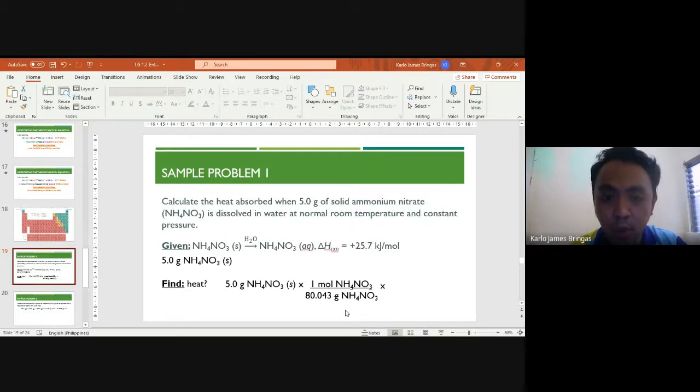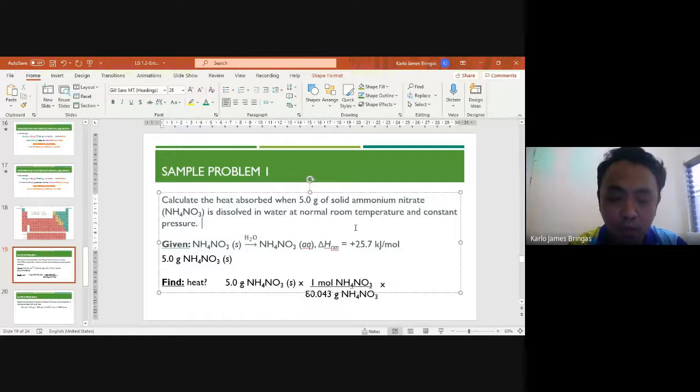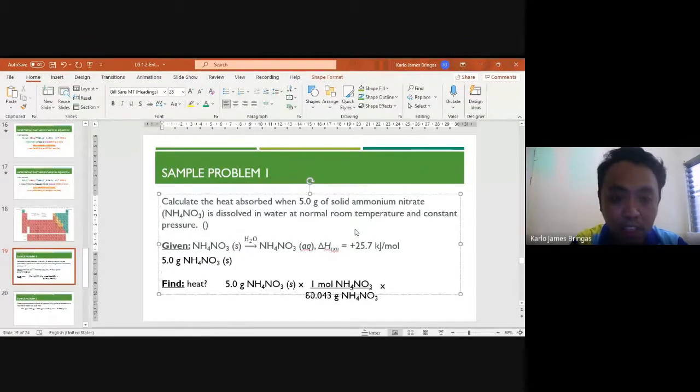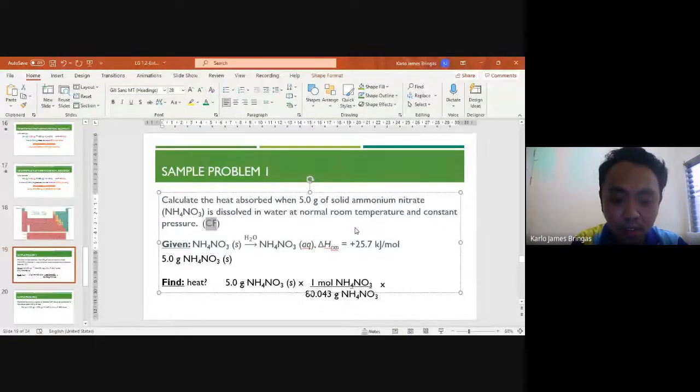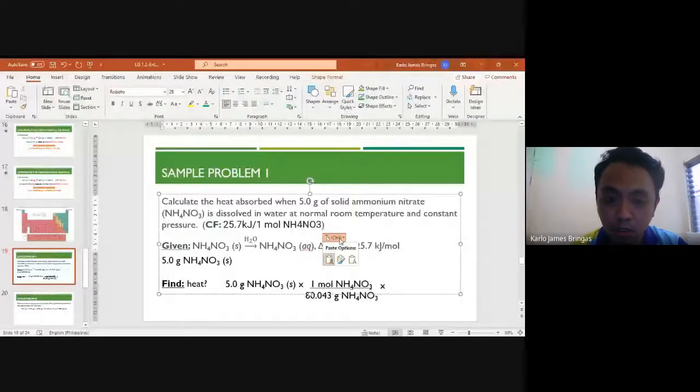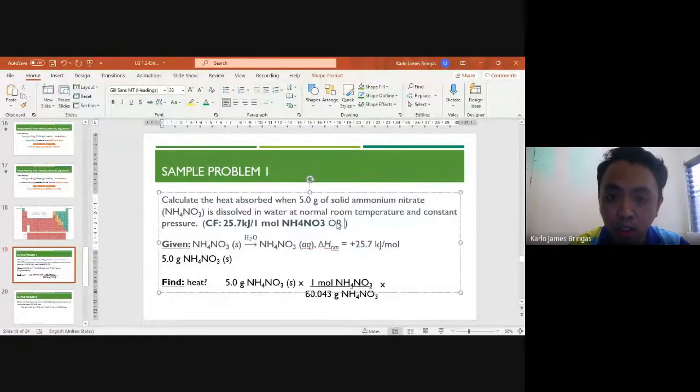So copy natin ha sa PowerPoint. So in here, the conversion factors, let me abbreviate it as CF for our reference, as given by our classmates, are the following. You have this one. Or also, we can have the opposite one. So from Nisha, we also have 1 mole of NH4NO3 divided by the 25.7 kilojoule.